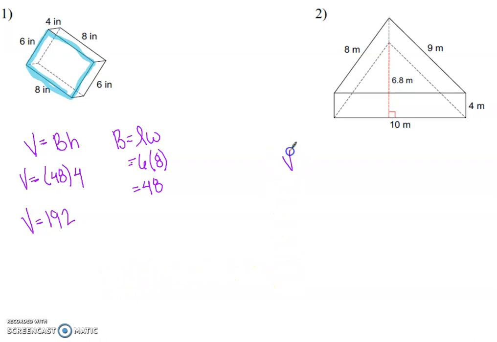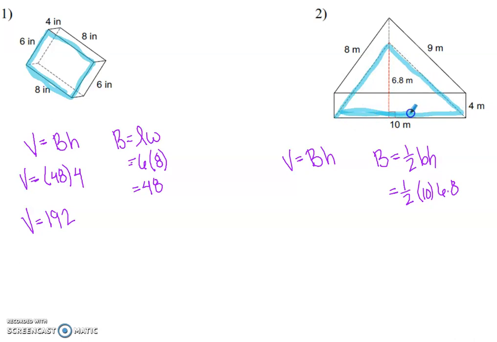Here we go, number 2. Still a prism, so the volume is area of the base times the height. But the shape of the base is a triangle, so I'm going to go 1/2 base times height. 1/2, the base is 10, and the height is 6.8. If it's helpful for you, which it is very helpful for me, highlight the base so that you'll know which one it is. 1/2 of 10 is 5, and 5 times 6.8 is 32.5.